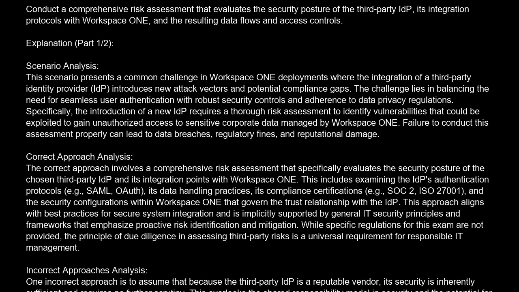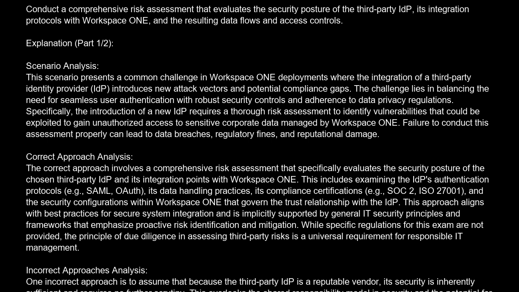The correct answer is C. Conduct a comprehensive risk assessment that evaluates the security posture of the third-party IDP, its integration protocols with Workspace ONE, and the resulting data flows and access controls. Explanation. Scenario analysis. This scenario presents a common challenge in Workspace ONE deployments where the integration of a third-party identity provider, IDP, introduces new attack vectors and potential compliance gaps.